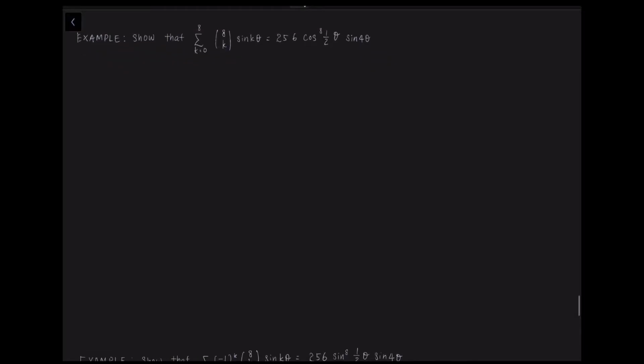Now we are going to show that the sum of 8 choose k sine k theta equals 256 cos to the power of 8 of 1 over 2 theta, sine 4 theta. So the first step is to change the sine into the imaginary part of e to the i k theta, or z to the power of k.